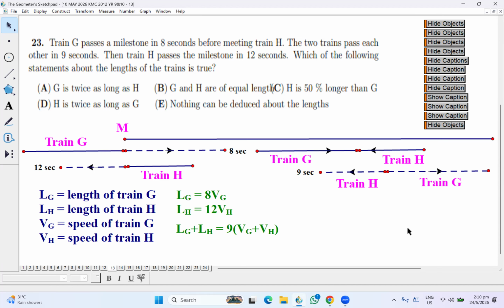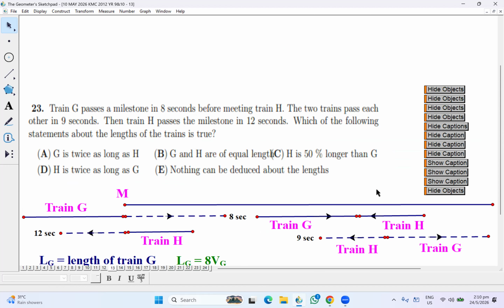This one we can explain so that it is clearer. Let me explain.